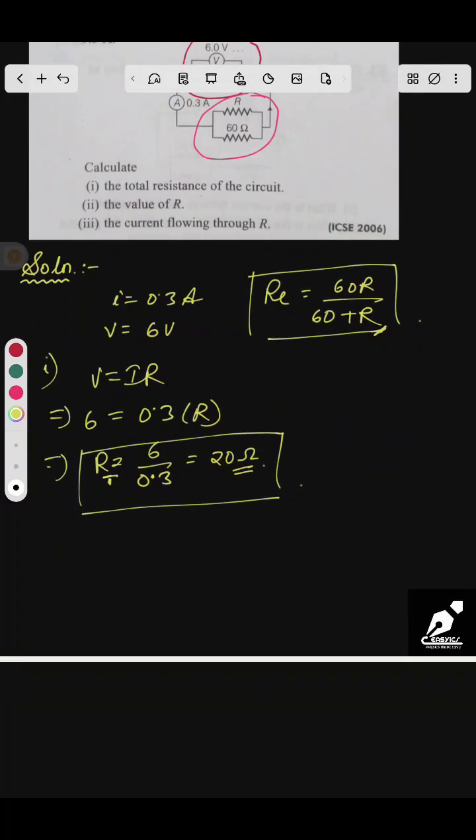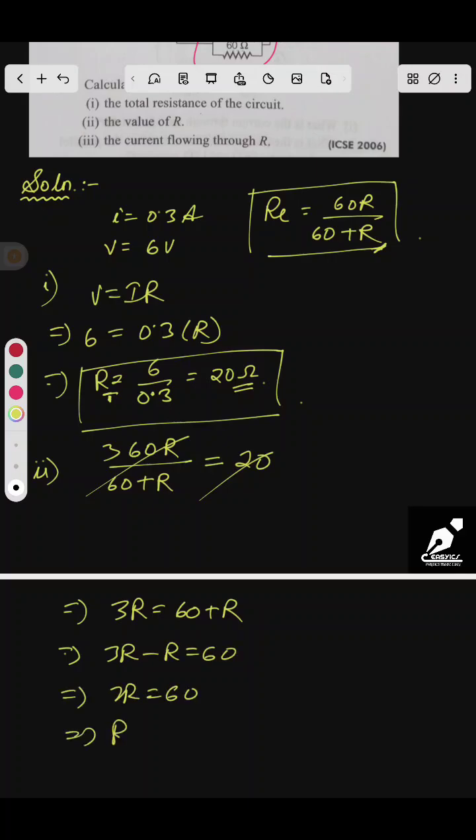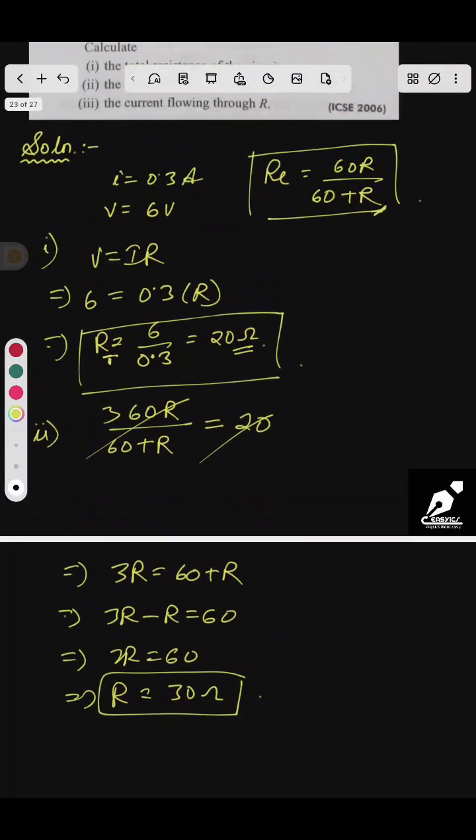Now, the second part of the question: what is the unknown resistance? Equivalent resistance is 60R by 60 plus R. And just now we calculated the total is 20 ohm. So from here we get a relation and we can easily calculate. We'll have 3R is equal to 60 plus R. 3R minus R is equal to 60, 2R is equal to 60. So R is equal to 30 ohm. So the unknown resistance is 30 ohm.